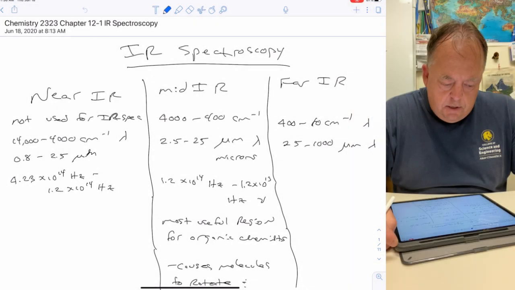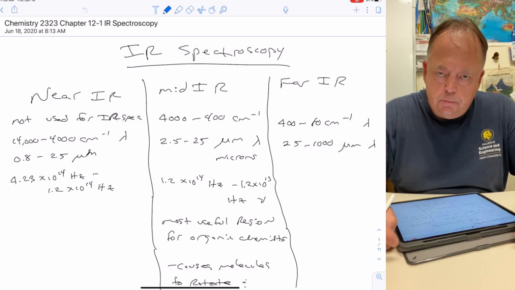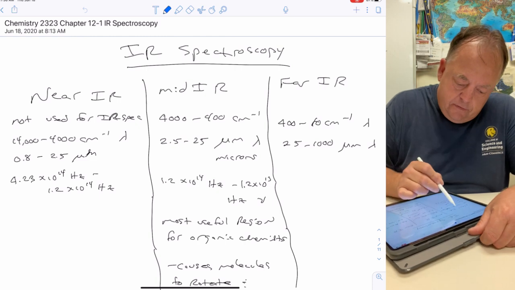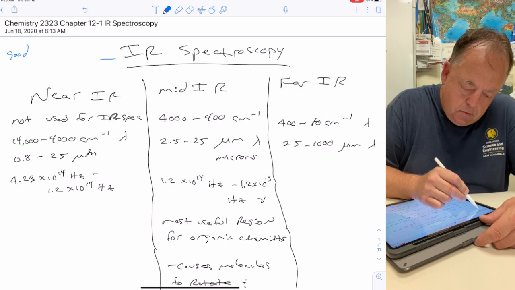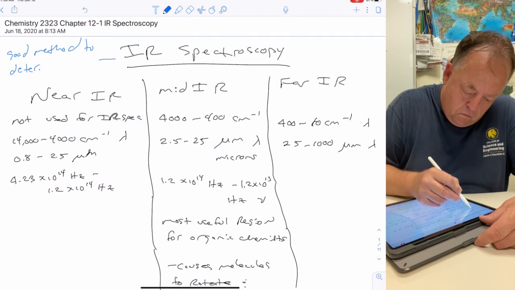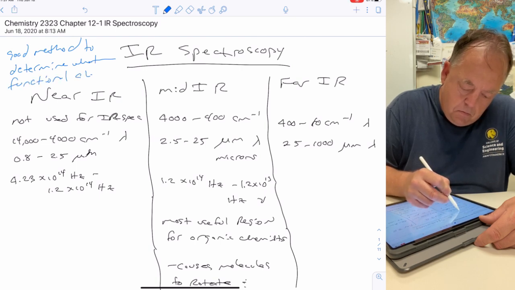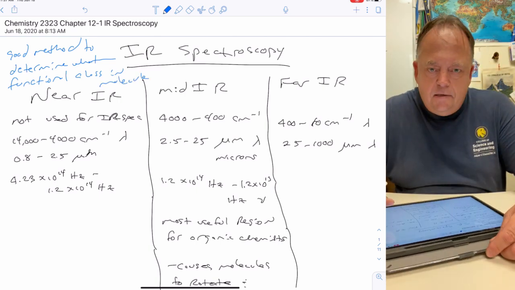Okay, so this is another lecture over spectroscopy. So in this lecture, we'll cover what's known as IR spectroscopy or infrared spectroscopy. If you remember from the first lecture over spectroscopy, it's a good method to determine what functional groups or what functional classes are in a molecule.